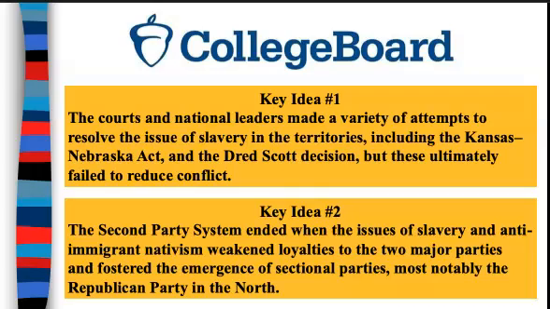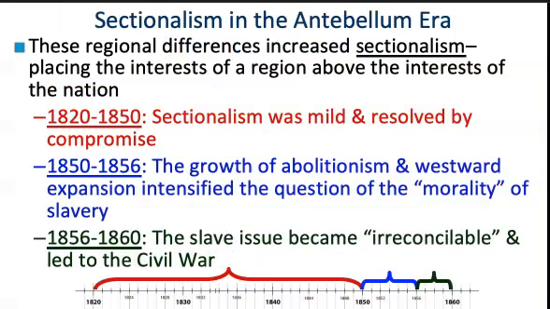And key idea number 2, the second party system ended when the issue of slavery and anti-immigrant nativism weakened loyalties to the two major parties and fostered the emergence of sectional parties, most notably the Republican Party in the North. So this is all the lead up to the beginning of the American Civil War. We'll cover the time period from essentially about 1854 to 1860, right at the eve of the Civil War.